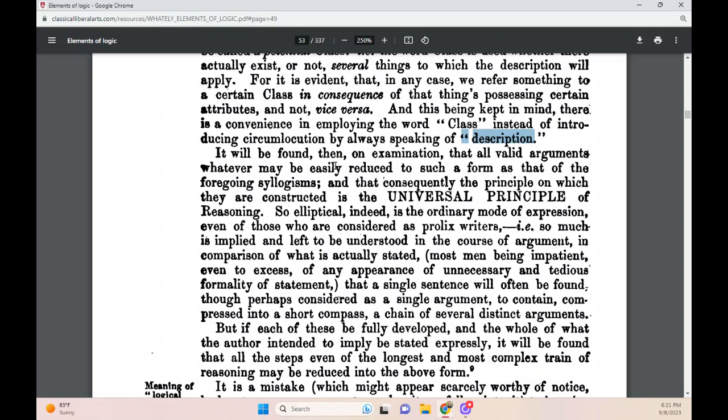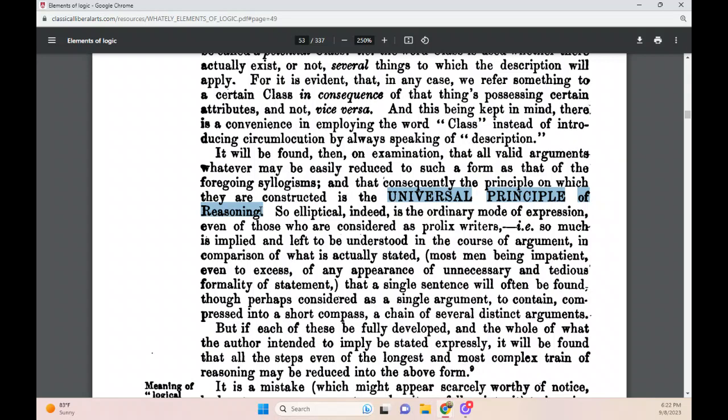It will be found on examination that all valid arguments may be easily reduced to such a form as that of the foregoing syllogisms. Notice how important this is. All valid arguments may be easily reduced to the form of the two syllogisms we've learned in this lesson, and that consequently the principle on which they are constructed is the universal principle of reasoning.